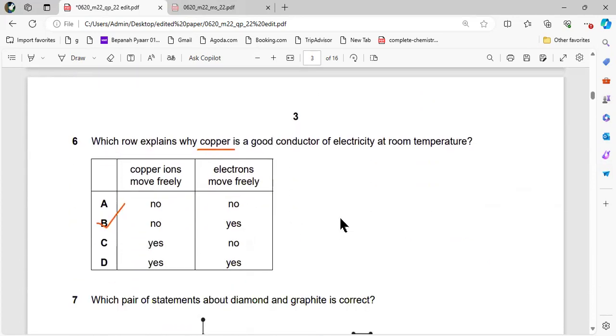Which row explains why copper is a good conductor of electricity at room temperature? Now if you observe, copper here is given in a solid state. That is, it is a metal. In the options, copper ions move freely. No. Electricity is conducted due to moving electrons. So electrons move freely. So yes, the second option is correct.